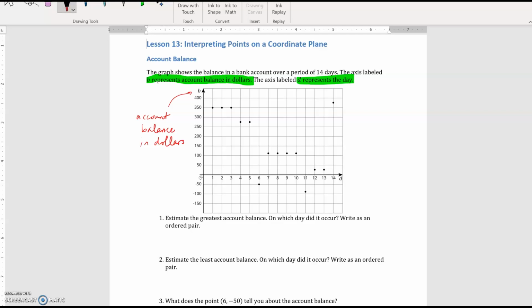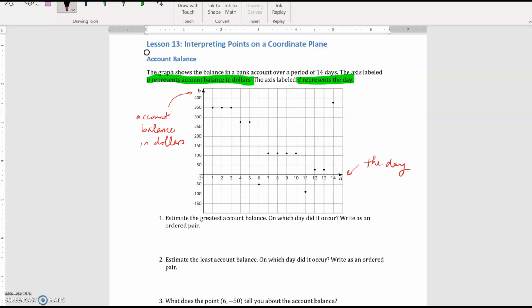And then it says the axis labeled D represents the day. So I'm going to label that too. This axis represents the day. And therefore, when we find ordered pairs today, we're going to think about what that story is telling us about that point.